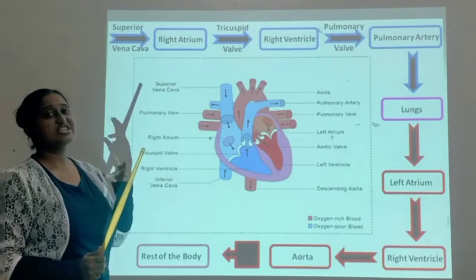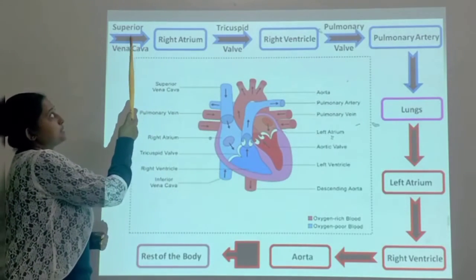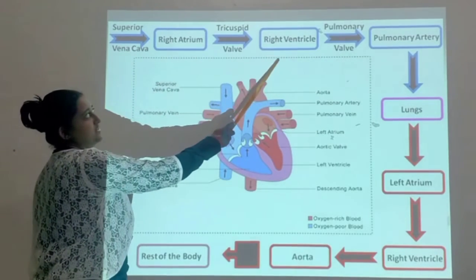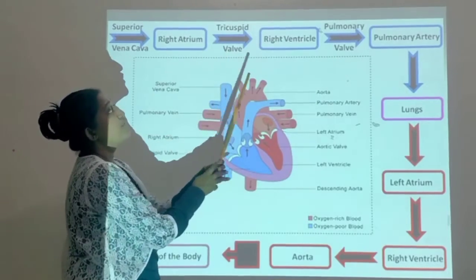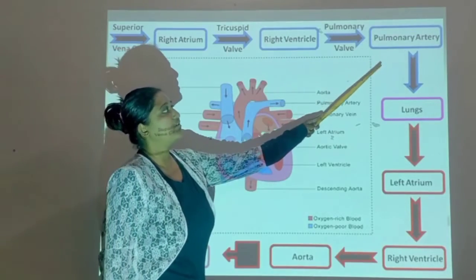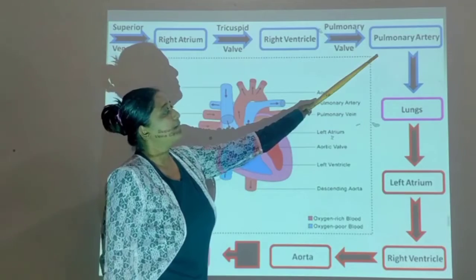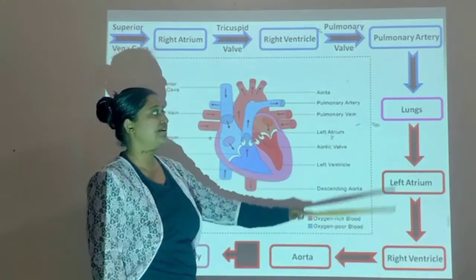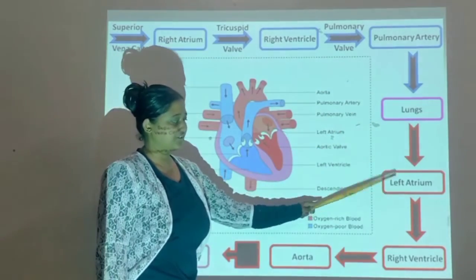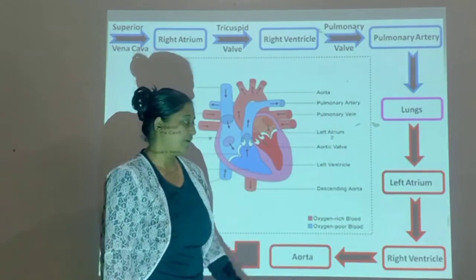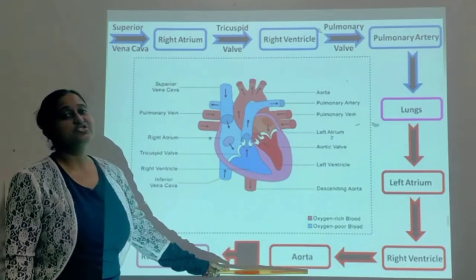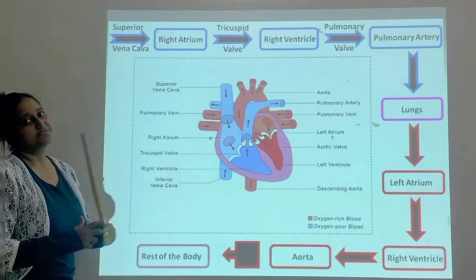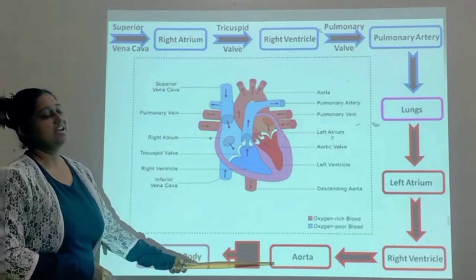Now, we'll just brief it out quickly. From the superior and inferior vena cava, it enters into the right atrium to the right ventricle via the tricuspid valve. From the right ventricle, it enters into the pulmonary artery via the pulmonary valve. From the pulmonary artery, it enters into the lung for purification, that is oxygenation of the blood. From the lungs, it enters into the left atrium to the left ventricle. From the left ventricle, it enters into the aorta. From the aorta, it travels to other parts of the body. So, this is the oxygenated blood.